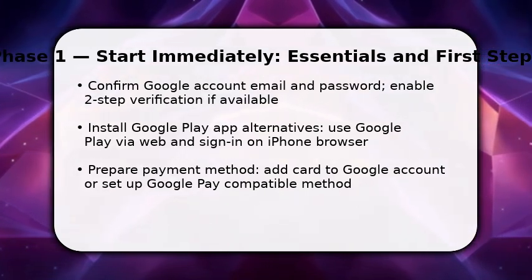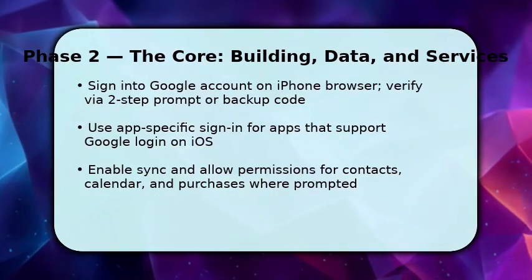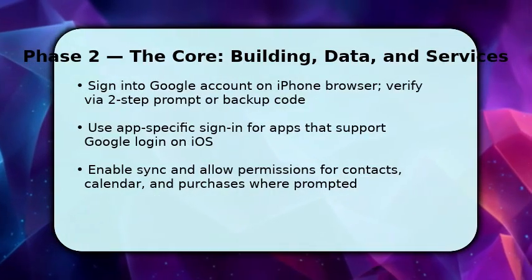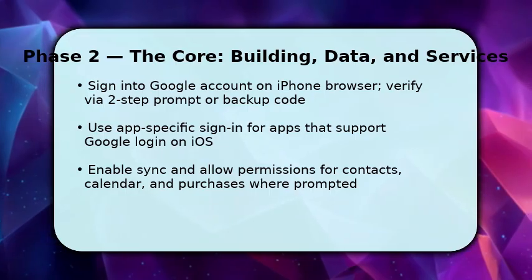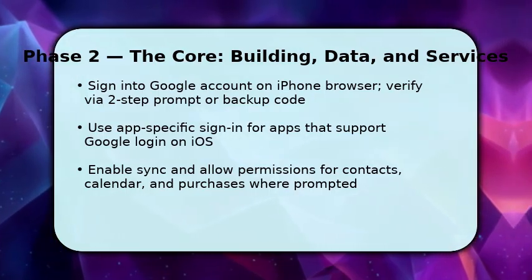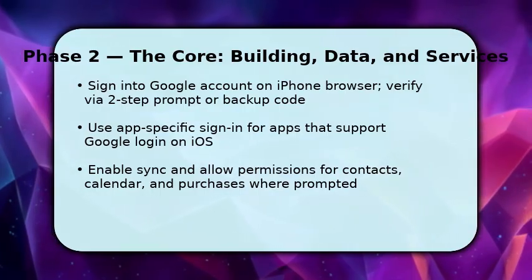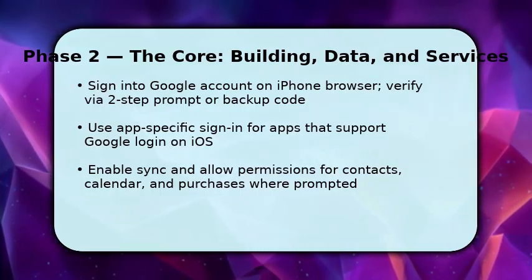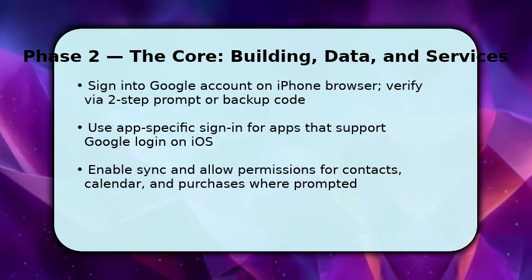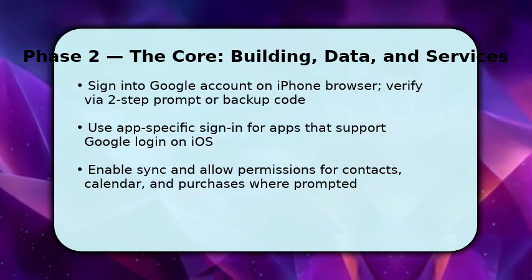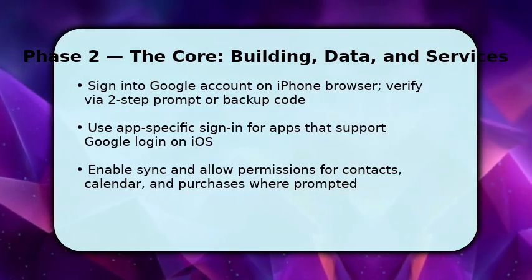Now sign into your Google account in the iPhone browser and complete two-step verification. Use a backup code if push fails. Once signed in, install or open an iOS app that supports Google Sign-In and choose Sign In with Google. This links that app to your Play-associated account. Make sure to grant permission for sync, contacts, calendar, and purchase history, so your data flows correctly.